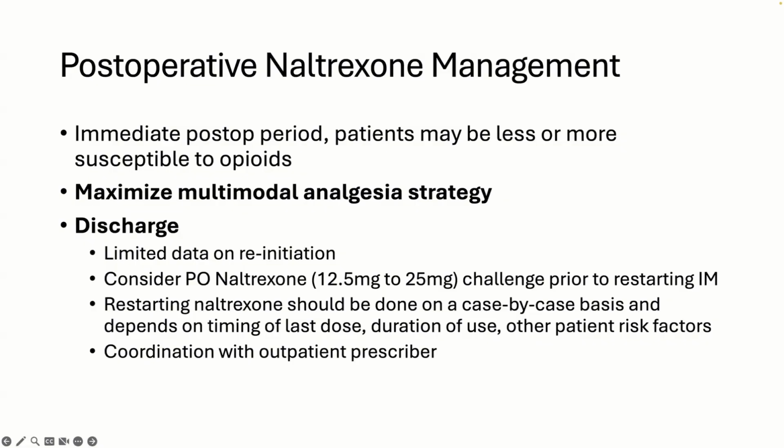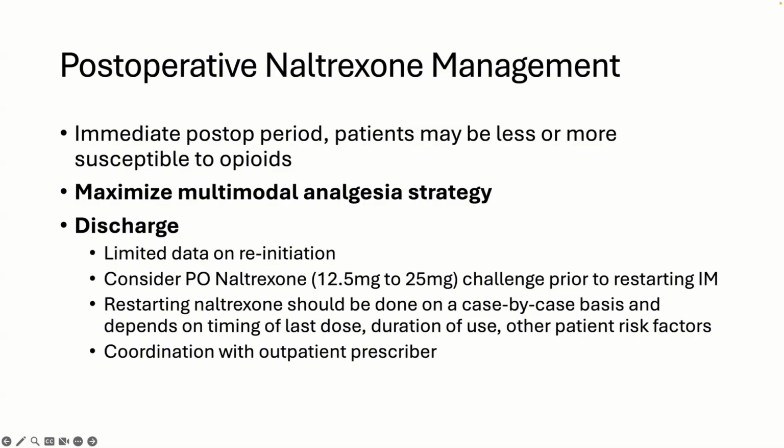When it comes to discharge planning for these patients, there's limited data on reinitiation and what the best course for that is. Although the FDA current guidance advises 7 to 10 days of opioid abstinence before starting injectable naltrexone, this may or may not apply to post-surgical patients receiving short courses of immediate release opioids. Again, the time interval to restarting naltrexone should be considered on a case-by-case basis, and it depends on the timing of the last dose, the duration of the dose, as well as additional patient risk factors.